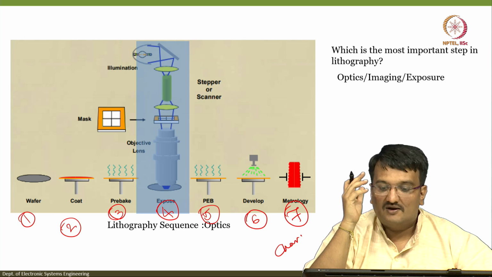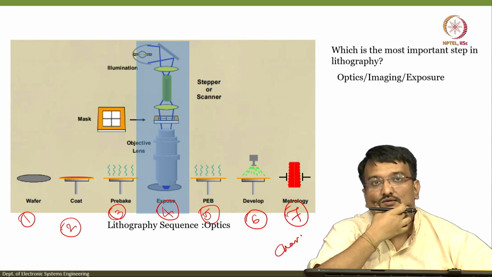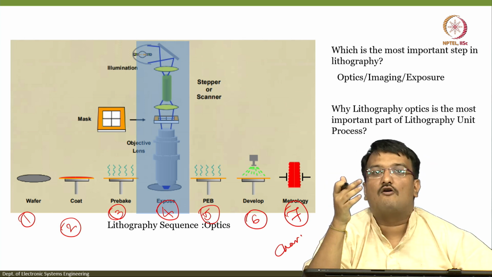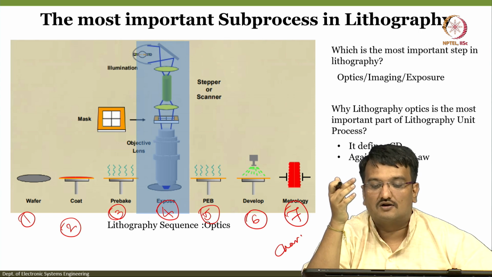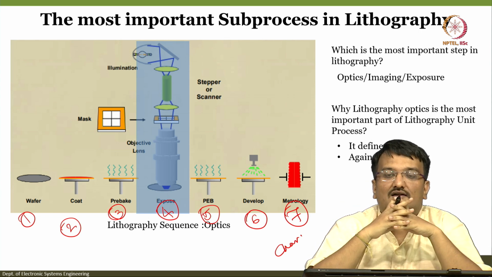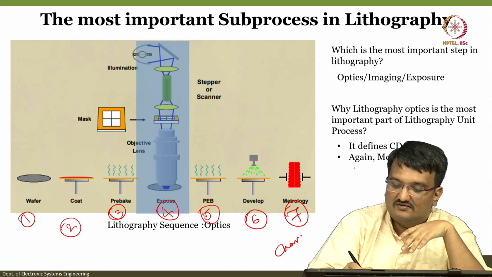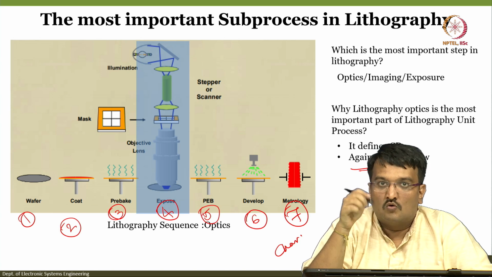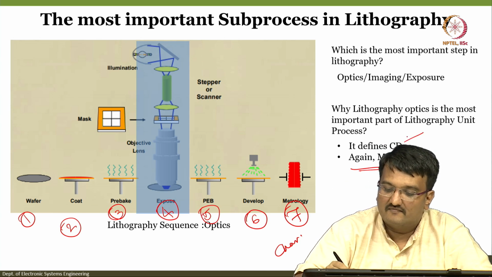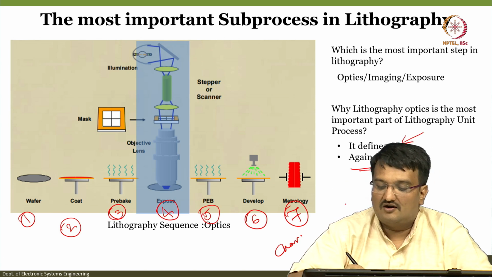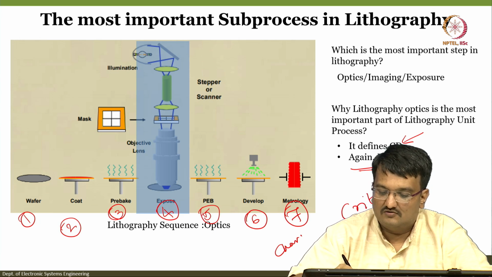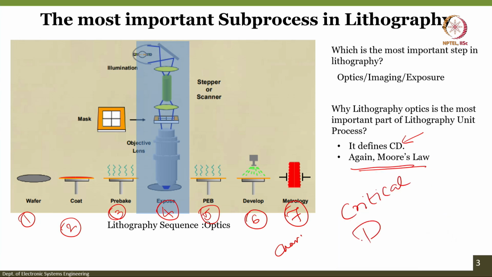So you see that I have mentioned that optics, imaging and exposure are the most important point. Again the question is why optics is the most important part of lithography. There are 2 points behind that. One, again, is Moore's law, which I have already explained. You can see the screen here. Second, the more important point, is that it defines your CD. CD is nothing but your critical dimension, the smallest possible dimension on your device.